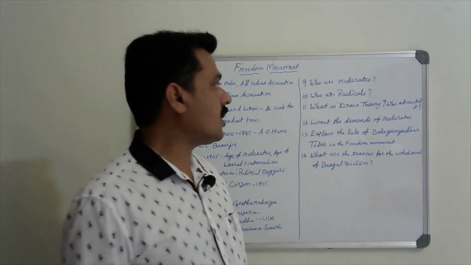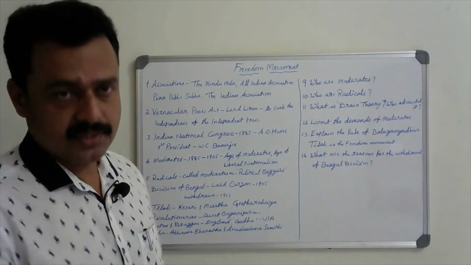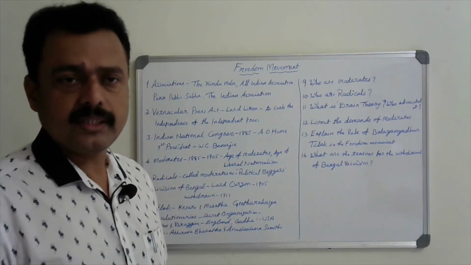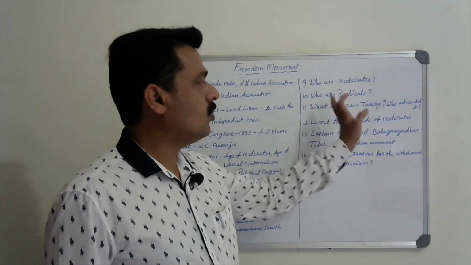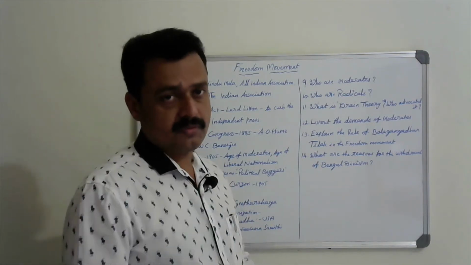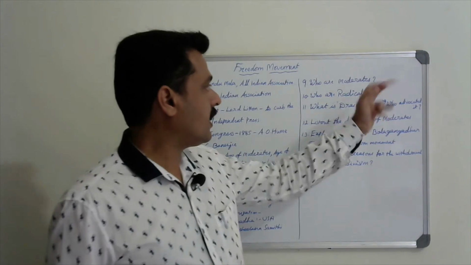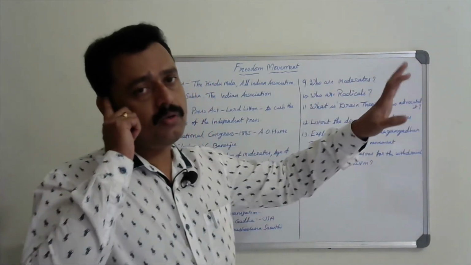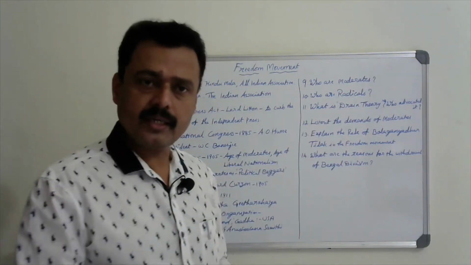Now there are long answer questions. Who are moderates? The Congress leaders who believed in bringing political changes through constitutional means, who follow a soft stance. Who are radicals? The Congress leaders who opposed the soft stance of the moderates are called radicals. You have to write some names of the moderates and some names of the radicals.